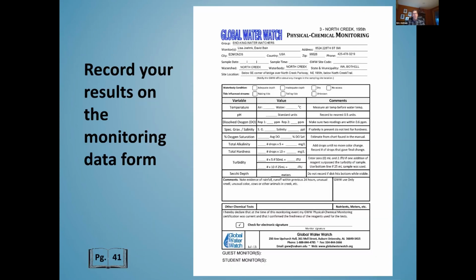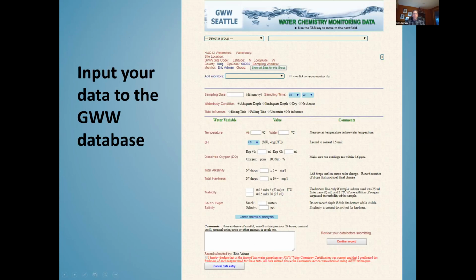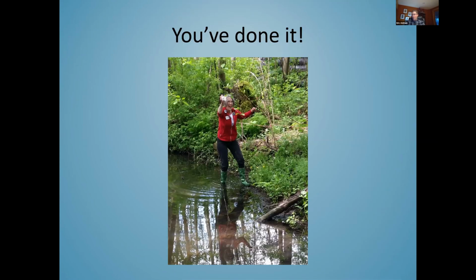So then you just finish recording your results on the monitoring form, input your information to the Global Water Watch database, and that's it. You have completed your water monitoring.